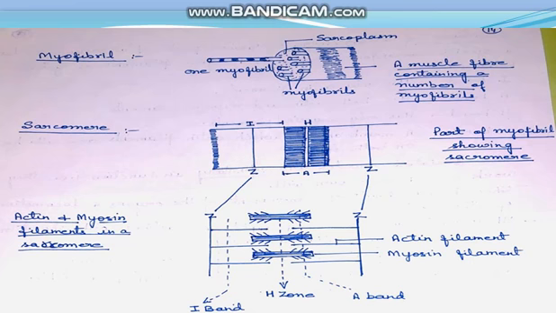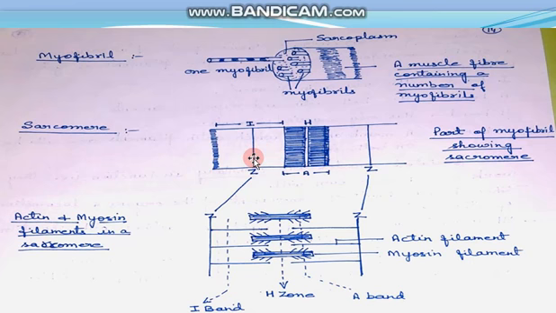And if we talk about the I band, that is the light band, there is one dark line seen in the center of the light band. This is known as the Z line. So this Z line appears dark because it is a membrane to which actin filaments are attached on both sides, because here it is actin filament, here it is actin filament.